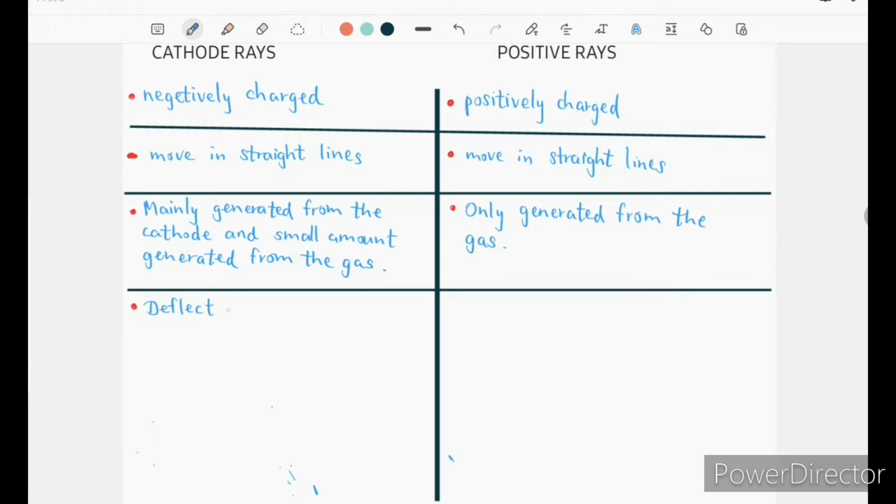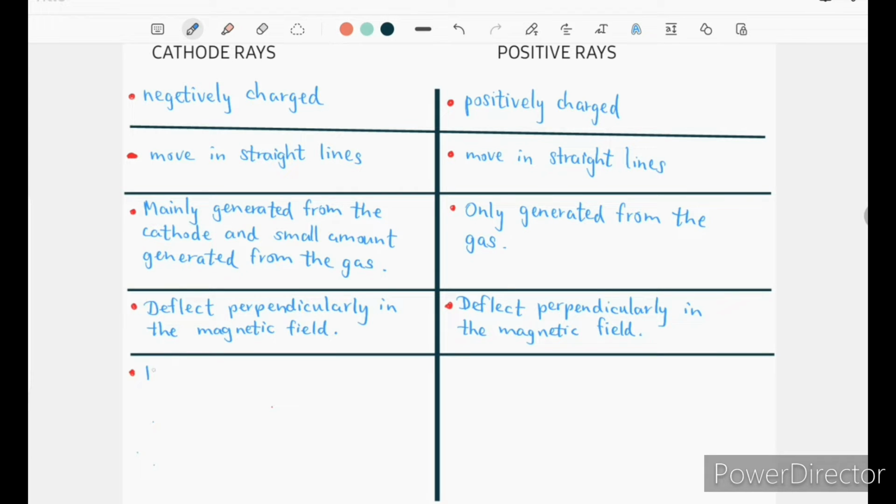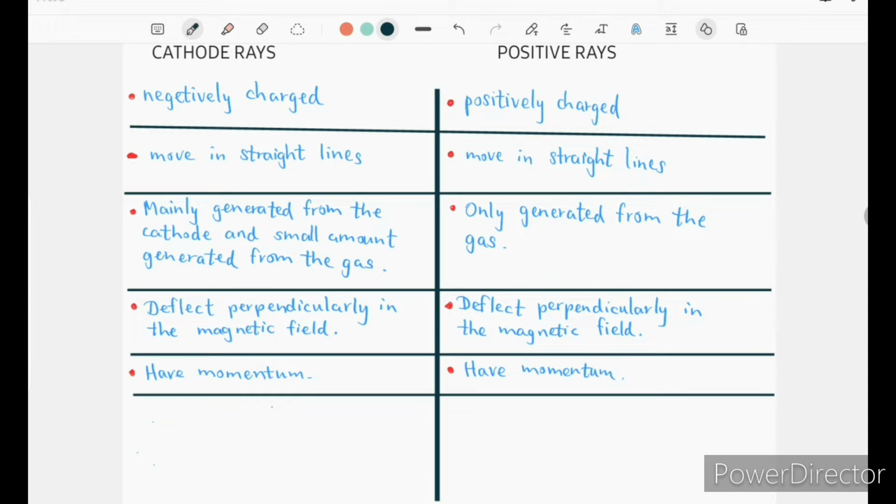When cathode rays or anode rays enter a magnetic field, they do not deflect towards the North Pole or the South Pole. These rays deflect perpendicularly in the magnetic field. Both cathode rays and positive rays have momentum. Momentum is the product of mass and velocity. If a particle has a mass and a velocity, it is said to have momentum.